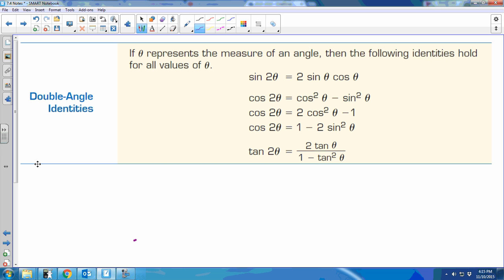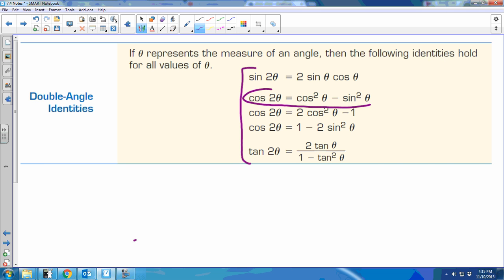You have double angle identities. So let's say theta is some angle measure, and we want to double that angle measure. Well, then we have identities that allow us to do that because, again, not always do we know the actual angle measure. Sometimes we're just told it's theta. We don't know what angle that is. Okay? You have 3 different identities for cosine 2 theta.